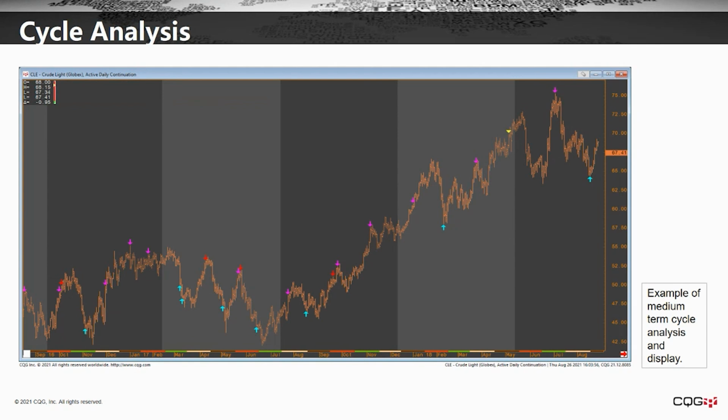Each type of cycle here is represented by a different colored arrow. Due to the fact that certain cycles aren't perfect and that they're not easy to identify, the use of programming can allow traders and analysts to find more objective patterns.